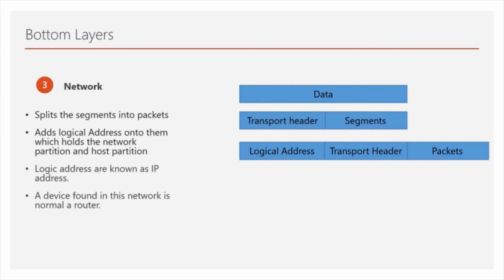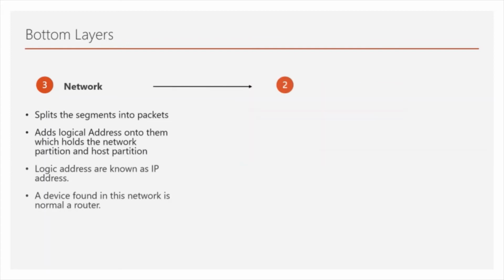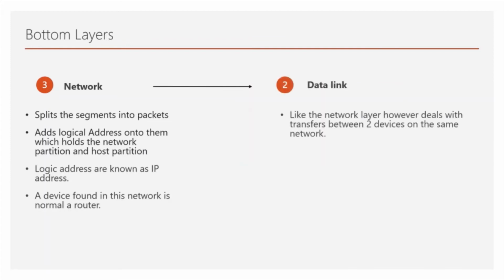The next layer being layer 2. Now, layer 2 is the data link layer. The data link layer is very similar to the network layer, layer 3. Like the network layer, it's responsible for facilitating data transfer. However, the network layer does it between networks, whereas the data link layer does it between two devices on the same network.